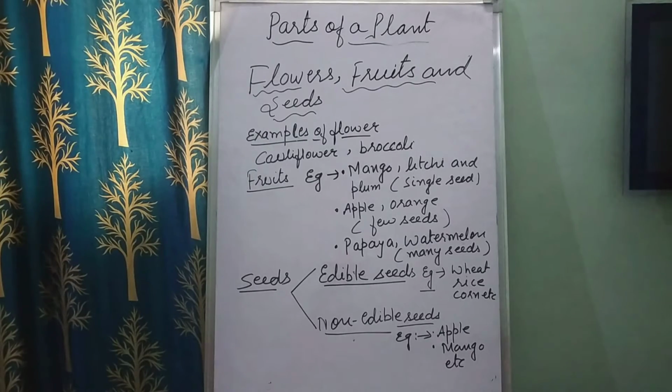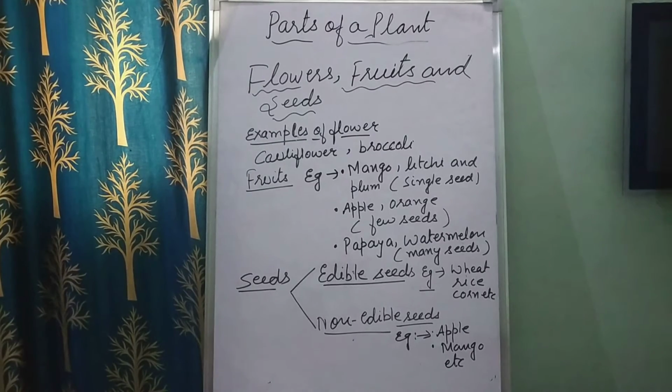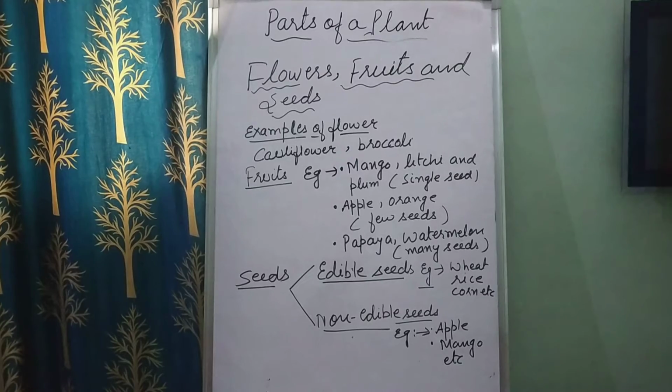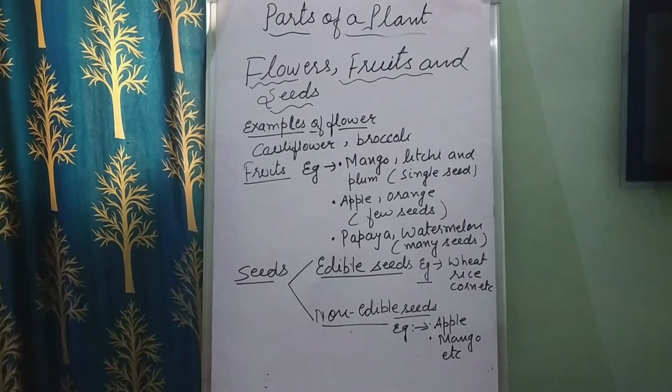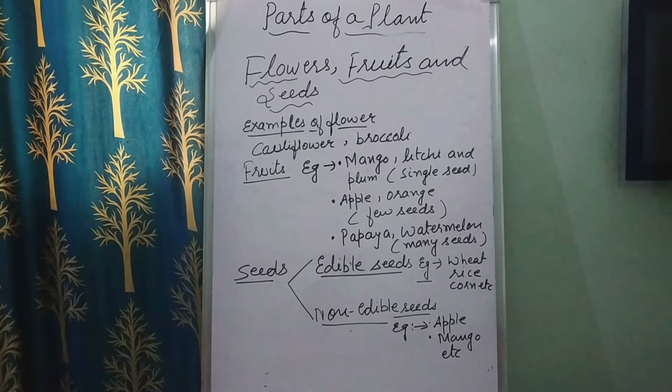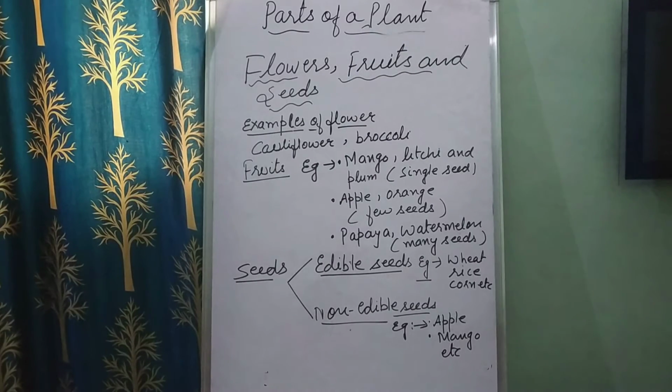Okay children, now the flowers, fruits and seeds. When we're talking about flowers, see, flowers grow from small buds on the stem. Flowers are of different colors, shapes and sizes. Most flowers are brightly colored. Have you seen the flowers? They are very bright in color.